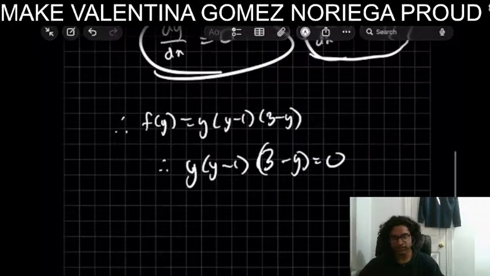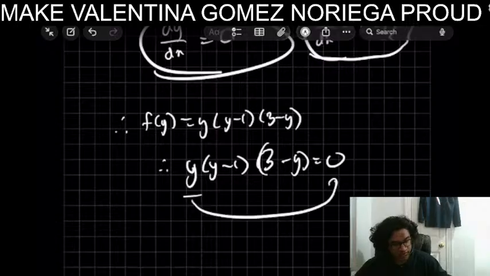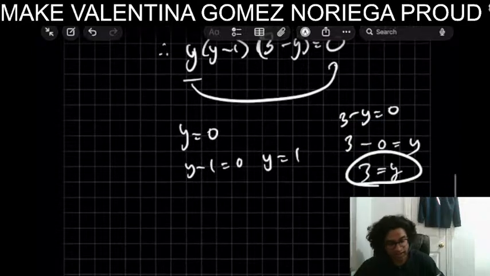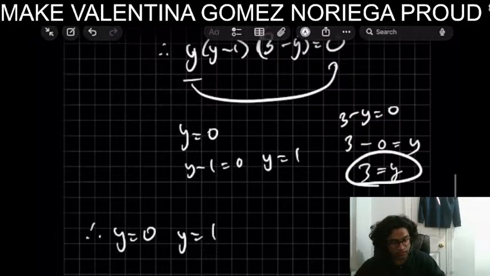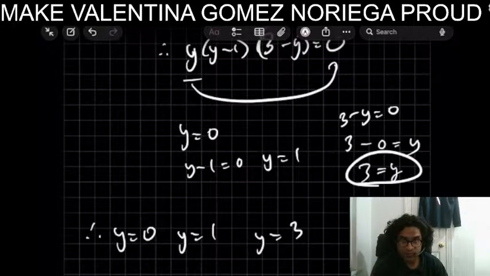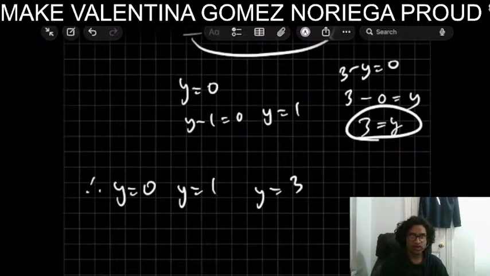Now, obviously, you can do that, right? If you can't, no worries. y equals 0, y - 1 equals 0 gives y equals 1, 3 - y equals 0 gives y equals 3. So we have y equals 0, y equals 1, y equals 3. These are the y values where we can observe the critical points.